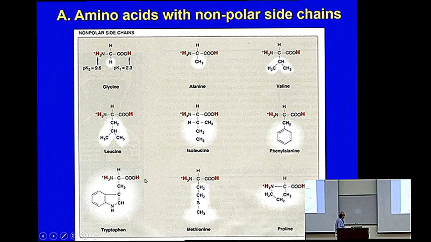The seventh one here is tryptophan. Tryptophan is actually unusual in that it has a nitrogen in the side chain. However, there's so much more carbon and hydrogen that the nitrogen's contribution to the polarity is minimal. So this is considered nonpolar. One important feature about tryptophan is that it has 2 rings. One important feature about phenylalanine is that it has a phenyl ring.